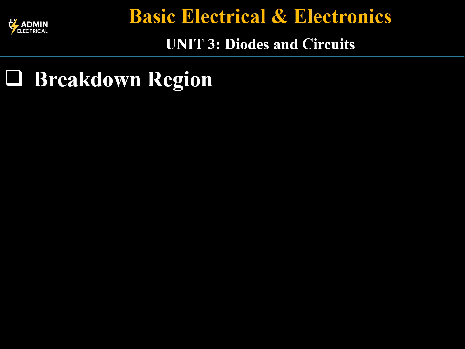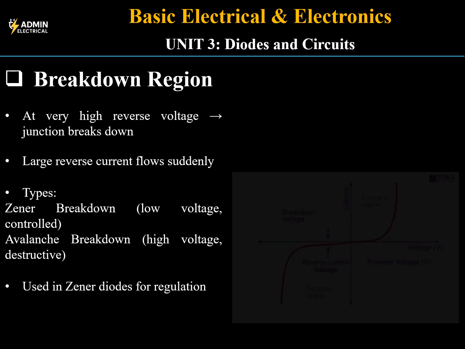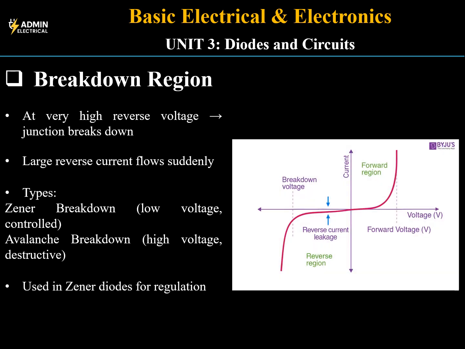When a very high reverse voltage is applied, the junction can break down. This is called the breakdown region, where a large reverse current suddenly flows. There are two types of breakdown: Zener breakdown, which happens at low voltage and is controlled, and avalanche breakdown, which occurs at higher voltages and can be destructive. Zener diodes use this property for voltage regulation.